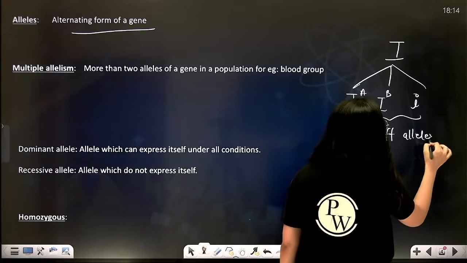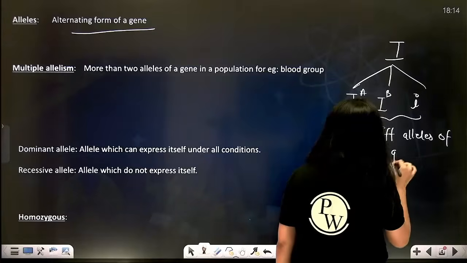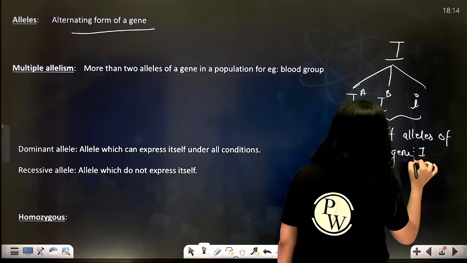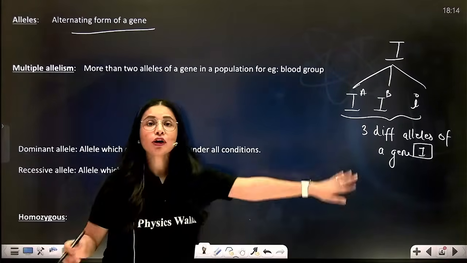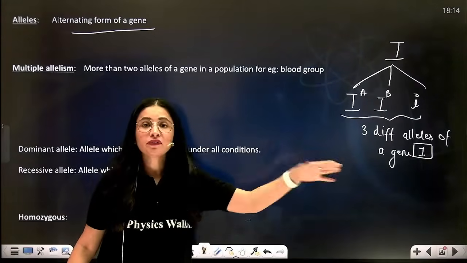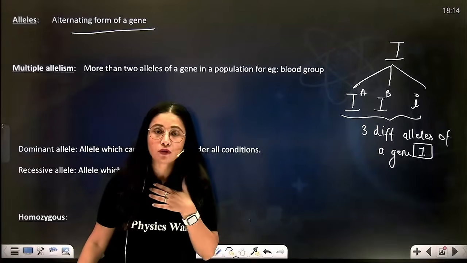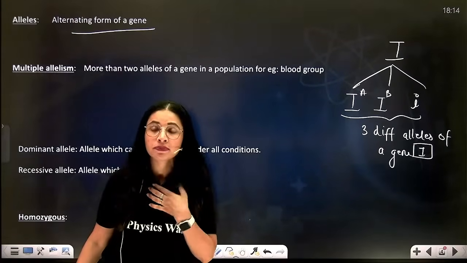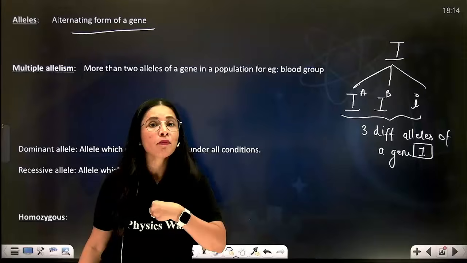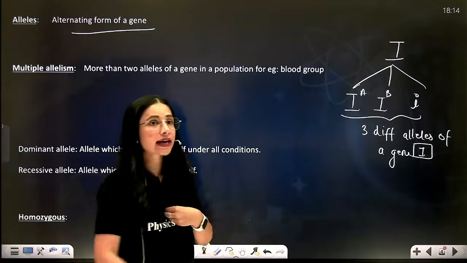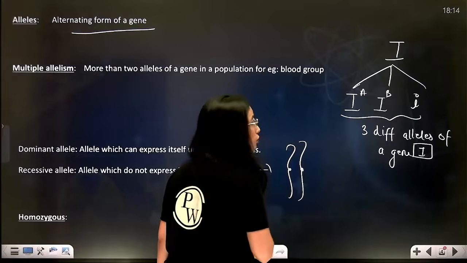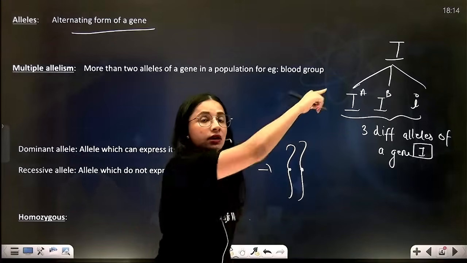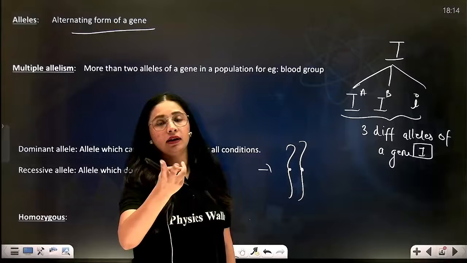There are 3 different alleles of a gene I, which is responsible for controlling blood group in humans. Now this is for the population. Suppose I talk about myself, I am one of the Homo sapiens, I also have the I gene. But in my body, because I am a diploid organism, my body is represented by only a pair of homologous chromosomes. So for the I gene, there will be only 2 alleles out of the 3.